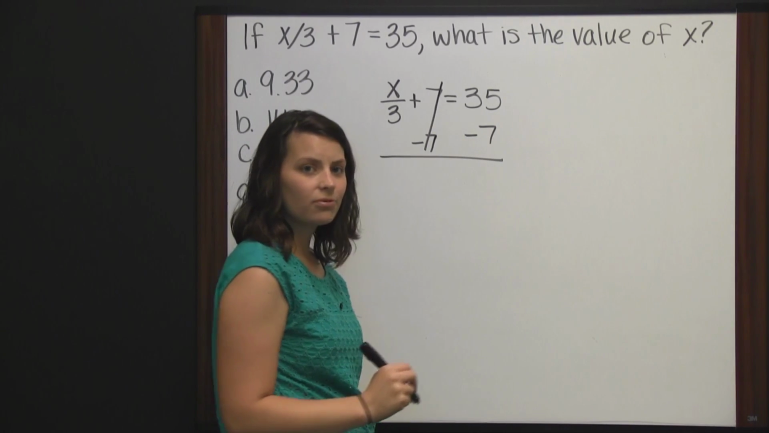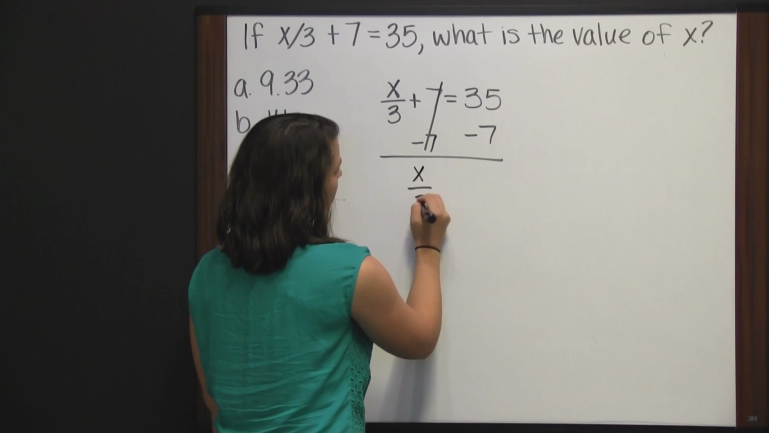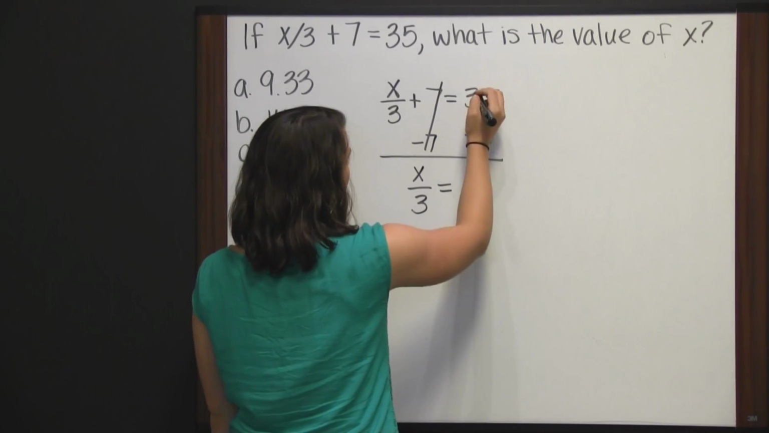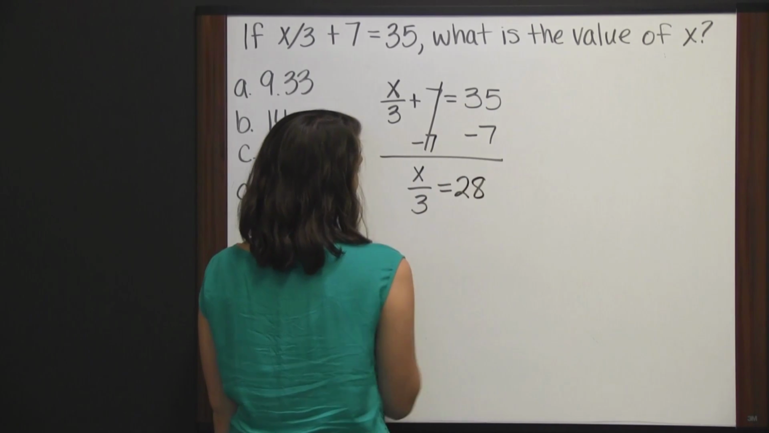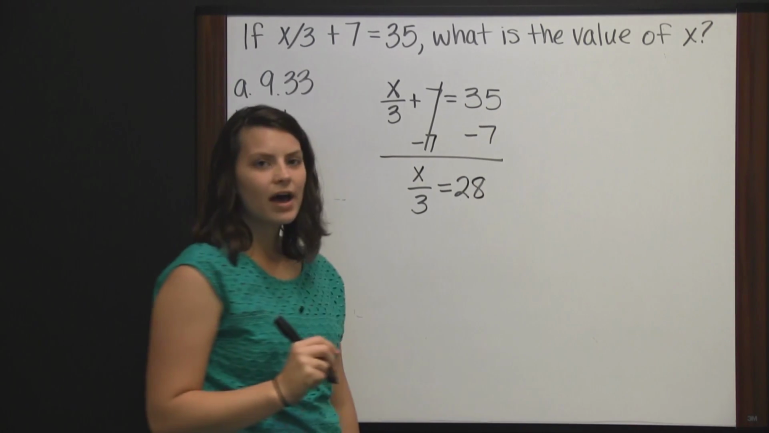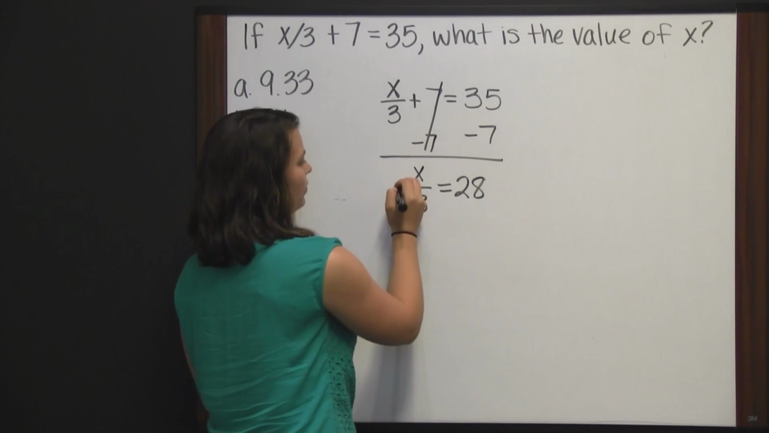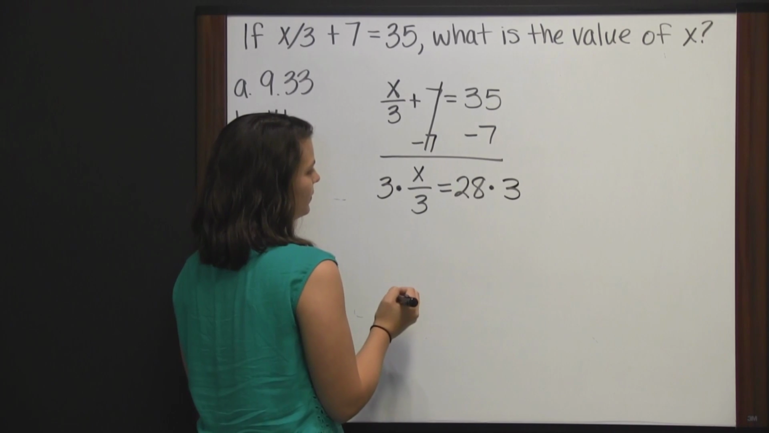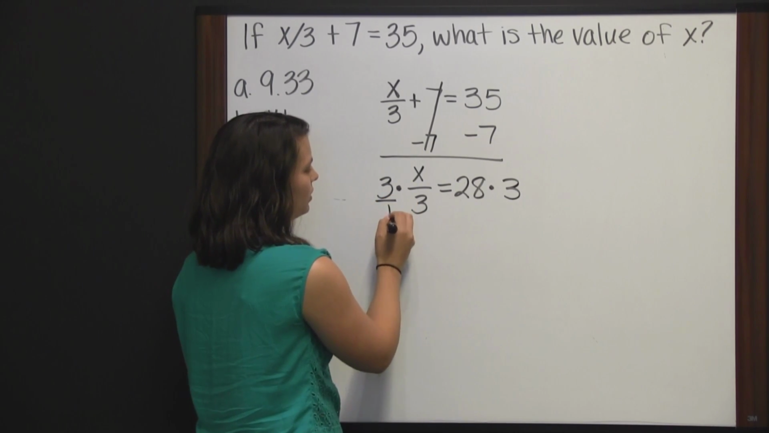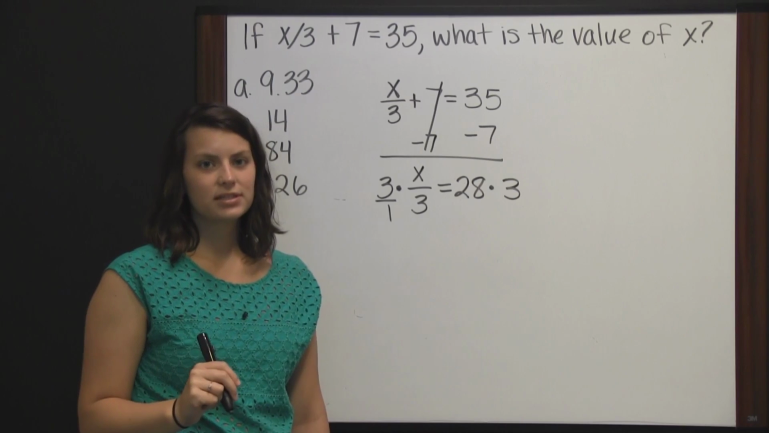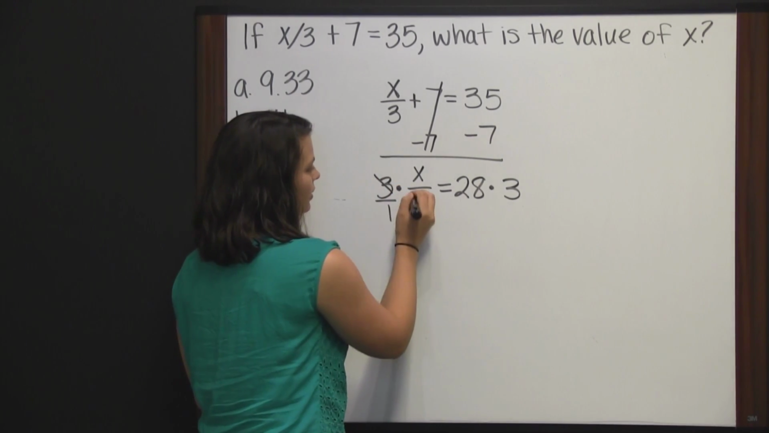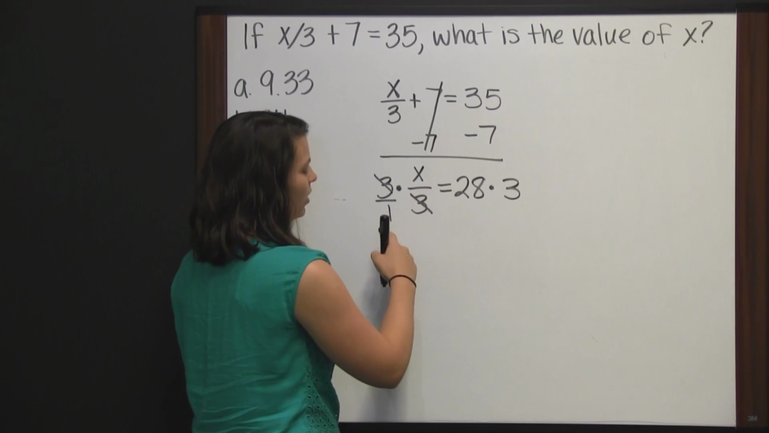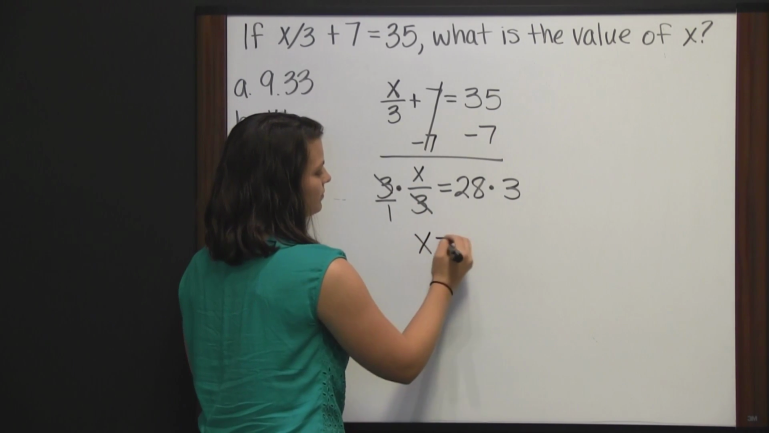So on the left side, we're left with x divided by 3. And on the right side, 35 minus 7 is 28. The opposite of dividing by 3 is multiplying by 3. So now we need to multiply both sides by 3. If you put this 3 over 1, now you're multiplying two fractions together, and the numerator and this denominator cross-cancel. And you're simply left with x divided by 1, which is just x.